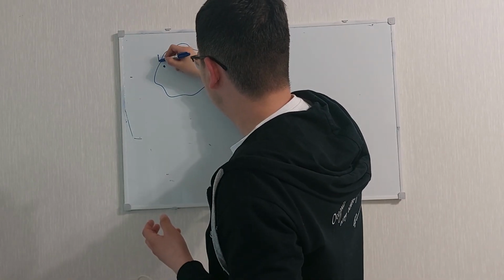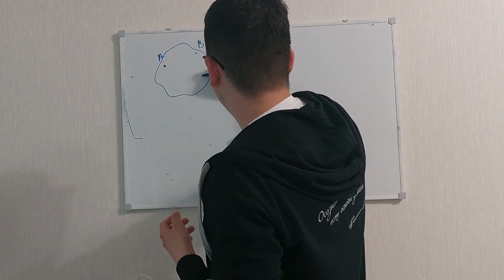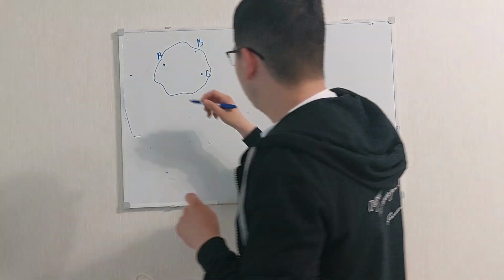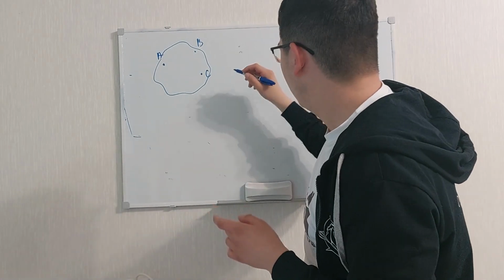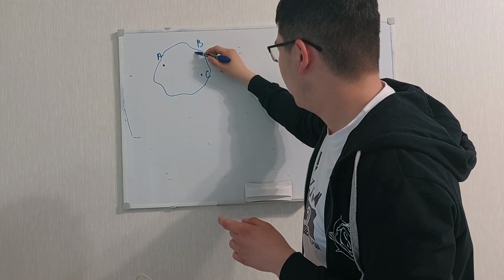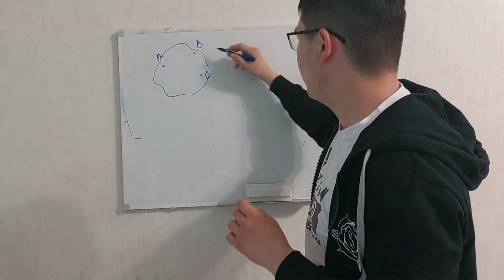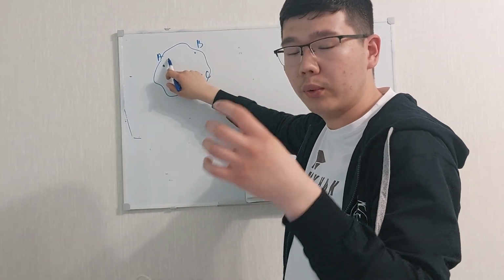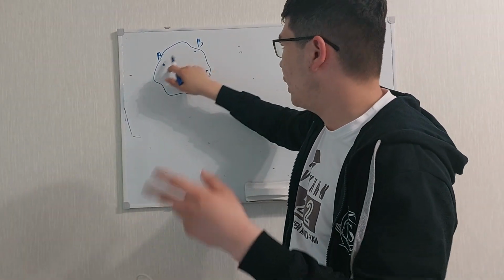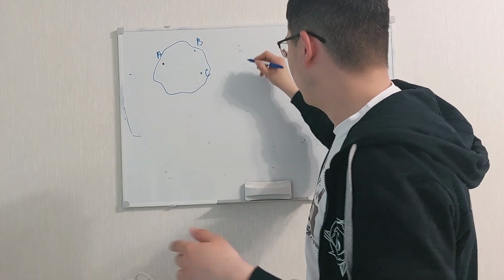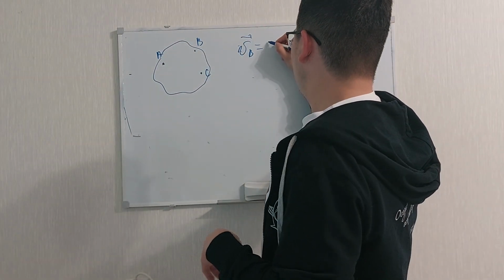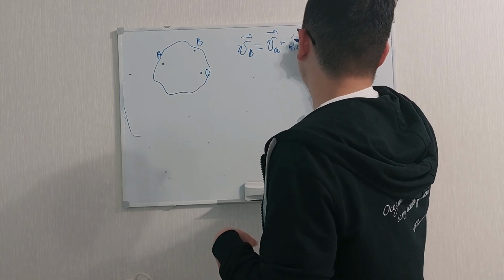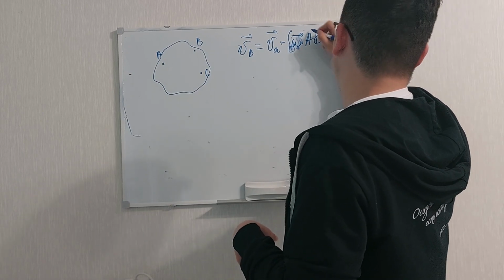Let's try to choose three different dots that won't lie on one line, and then we'll write the formula of Euler for that dot relatively to dot A. So we'll try to find the connection between the A and B dots using Euler's formula. We'll write that VB is VA plus the vector AB, omega AB.